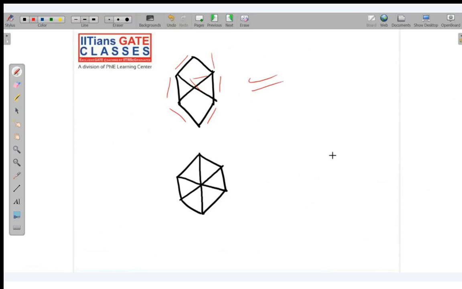So is this planar? A, B, C, D, E and F. Is it planar? It has 6 vertices. Try to remember what this was. Yes, K33. It was K33 only, not planar.